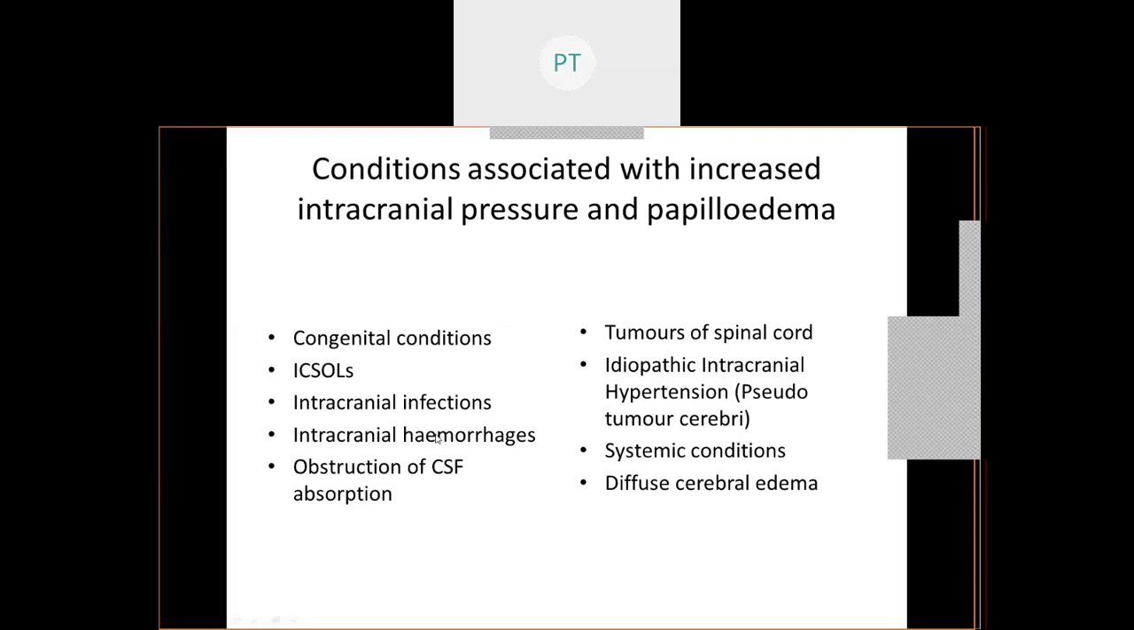Then any intracranial infections, if you have meningitis, then obstruction to the CSF absorption via the arachnoid villi, any tumors of the spinal cord, then idiopathic intracranial hypertension, also known as pseudotumor cerebri. It is a condition found in young obese females in the second or third decades, and it is characterized by headache and bilateral papilloedema. Then systemic conditions like malignant hypertension or pregnancy-induced hypertension, then any diffuse cerebral edema, which can result from blunt head trauma.